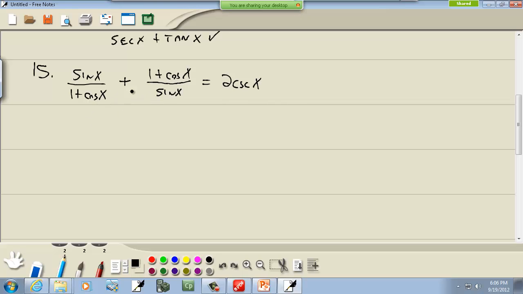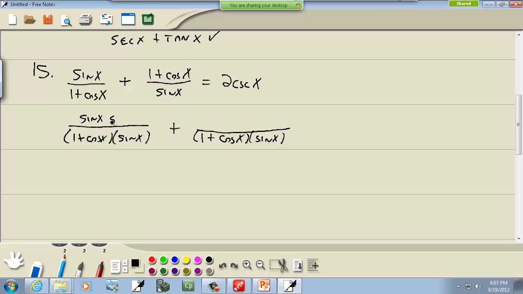Well, our common denominator would be these two denominators multiplied together. So this would be 1 plus cosine x times sine x. And then we want to rewrite this one with the same denominator, 1 plus cosine sine. Now this one already had a 1 plus cosine. We multiplied the bottom part by sine, so we have to multiply the top part by sine. So we got sine times sine. Over here, this already had a sine, so that's still there. We multiplied the bottom part by 1 plus cosine. So we have to multiply the top part by 1 plus cosine.